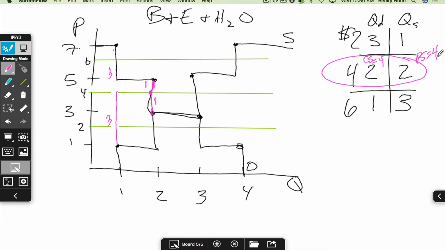So if they both produced and consumed 1 fewer bottle, so if Bert only consumed 1 and Ernie only supplied 1, what would happen to total surplus? Well, I guess we're going to leave the price at 4.